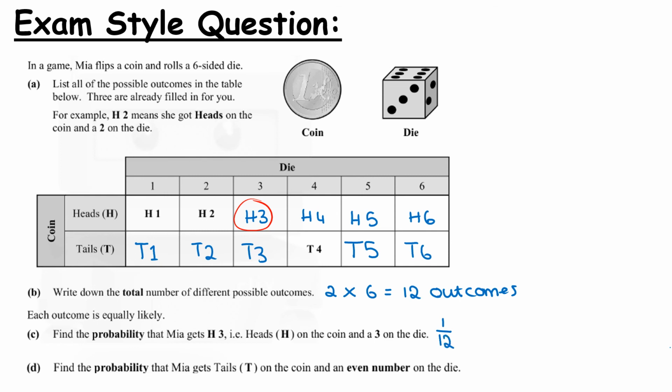Now it says find the probability that Mia gets a tails on the coin and an even number on the dice. So tails, so T and an even number. So that could be tails and a 2, tails and a 4, or tails and a 6. So that is 3 outcomes. So that's 3 outcomes out of 12, but I want to simplify that. 3 divides into the top and into the bottom, so that leaves me with a quarter.